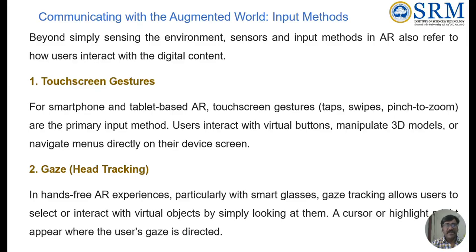Beyond simply sensing the environment, sensors and input methods in AR also refer to how users interact with the digital content. The first and most important is touchscreen gestures. For smartphone and tablet-based AR, touchscreen gestures like taps, swipes, and pinch to zoom are the primary input method. In everyday life we use that. And gaze tracking requires special attachments for head-mounted devices, HMDs. In hands-free AR experiences, particularly in smart glasses, gaze tracking allows the user to select and interact with virtual objects simply by looking at them. A cursor or highlight appears where the user's gaze is directed.